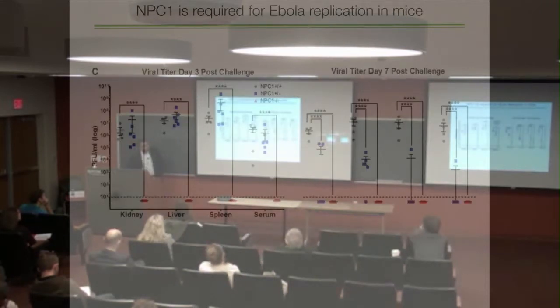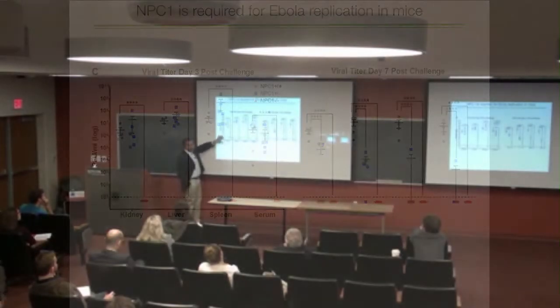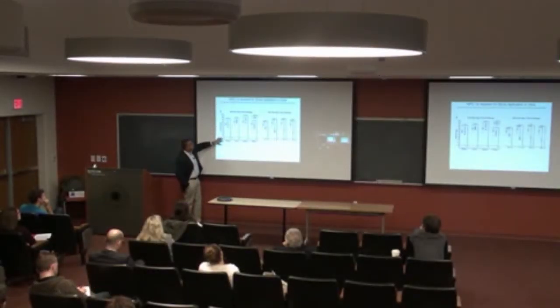This is a bit busy, but really all I want to tell you is that if you look at the amount of virus in a wild-type mouse, in kidney, you're getting 10 million particles in 1 milliliter of the sample. Okay, so there's just a ton of virus in these mice.